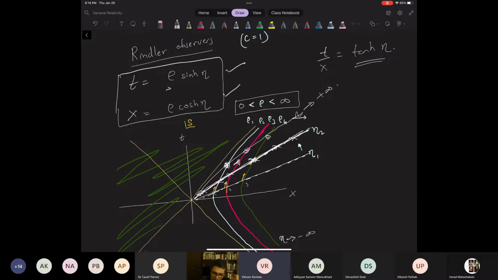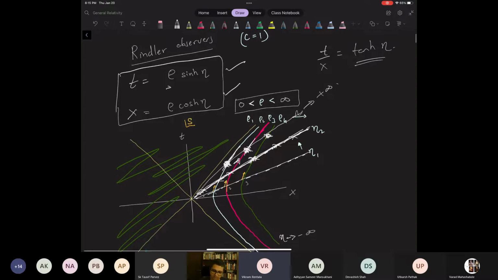You can check that if I go to the rest frame of any one of these observers on one of these hyperbolas, the other points would appear to be at rest with respect to this observer. If I take all these space-time points, the observer on the pink hyperbola would appear to be at rest with respect to the observer on the white hyperbola at these common space-time points, which appear to be simultaneous.